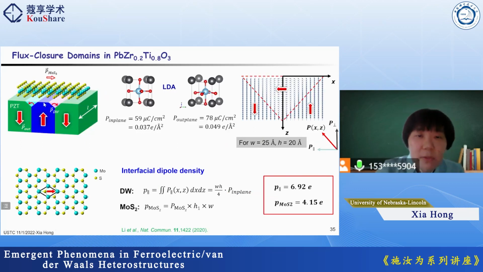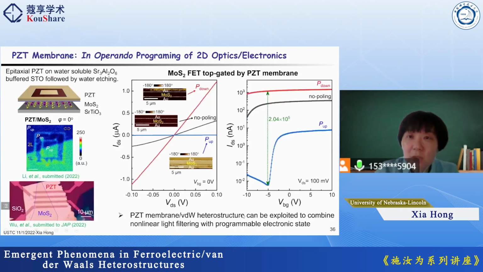To understand it, we performed DFT calculations of the in-plane polarization for PZT and for MoS2. It is a very nice coincidence that the in-plane polarization of MoS2 matches very well with that of the ferroelectric domain wall. That is why we can have such effective tuning of the SHG signal, because the dipoles can mostly cancel each other or double the effect.